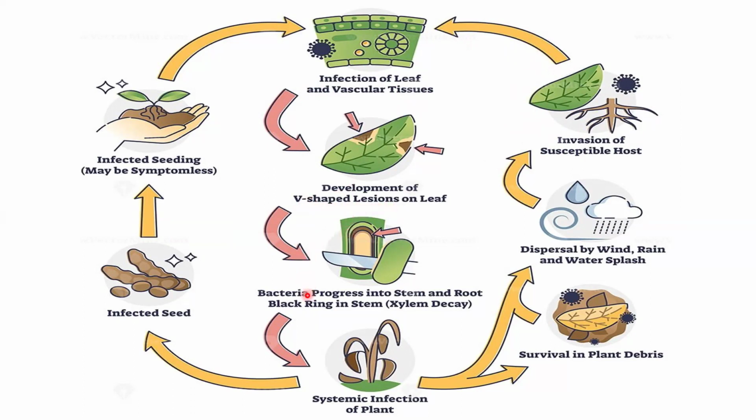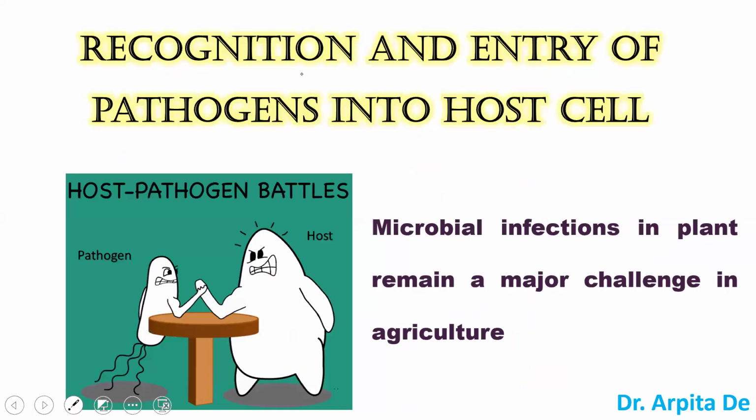Then the pathogen progresses into the stem and root, and finally causes systemic infection of the plant. Then the seeds become infected, and this is how the cycle perpetuates. Now we will discuss this in detail.